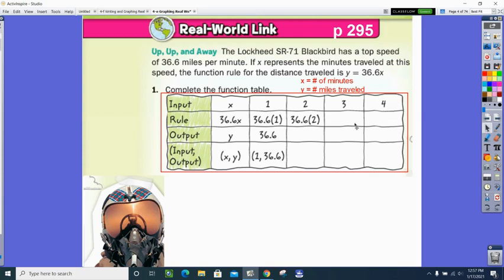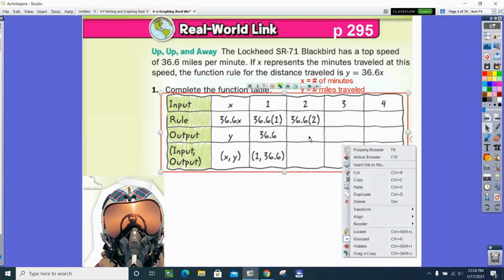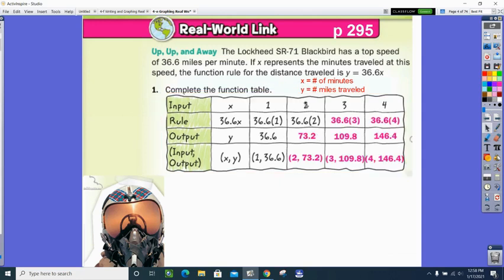Okay, so let's see how you did. So here, 36.6 times 2, right? Let me just get rid of this guy. He's not going anywhere. There we go. 36.6 times 2 would be 73.2. So for 2 minutes, the jet covered 73.2 miles. 36.6 times 3 would be 109.8. So for 3 minutes, the jet covered 109.8 miles. And for 4, it would be 146.4.